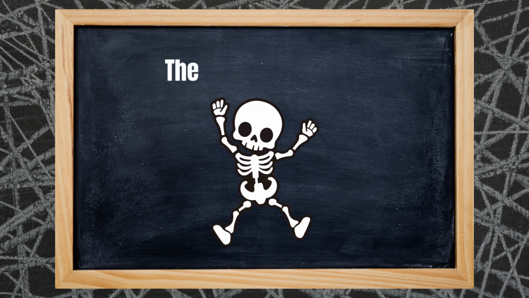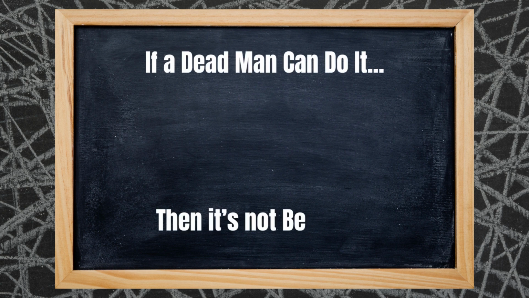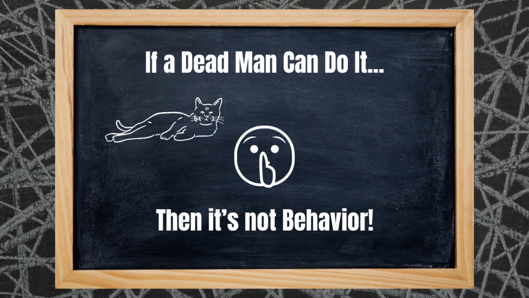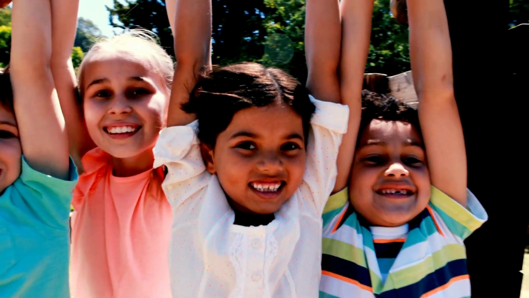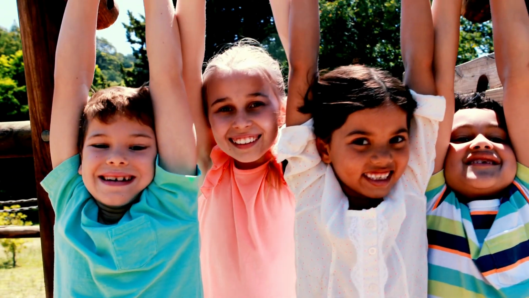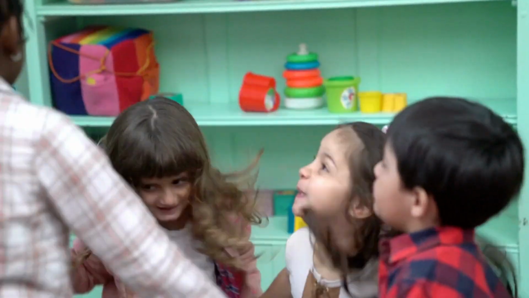Another way to know if something is behavior or not is the dead man's test. This is something that all new clinicians in the field are familiar with. Simply put, if a dead man can do it, then it's not behavior. Examples are laying down, being quiet, not responding when spoken to. This is a good tool to use if you are trying to identify if something is a behavior or not. The importance of understanding behavior is that once we are able to identify a certain behavior, we can then work to create a program to change it.